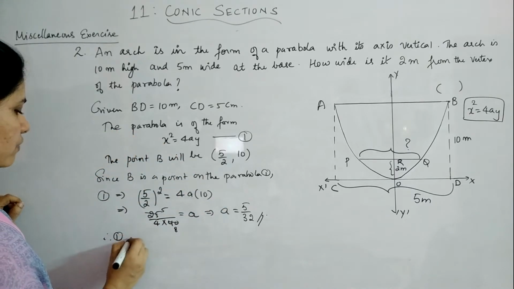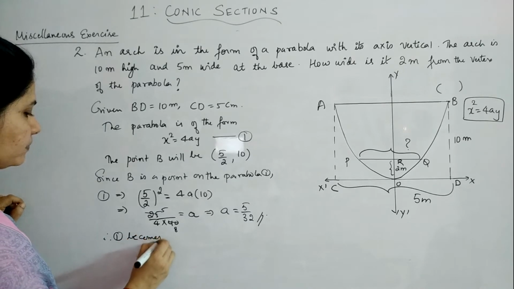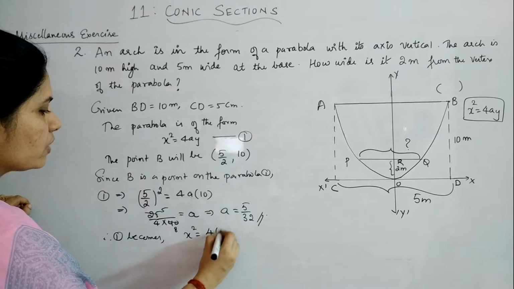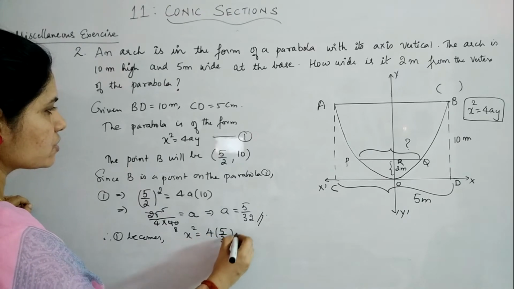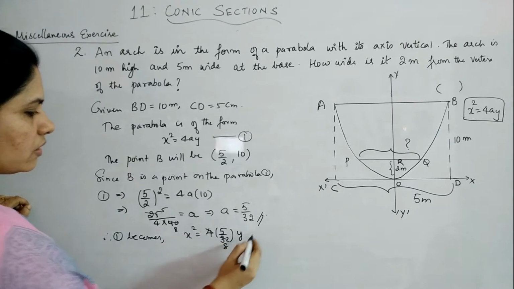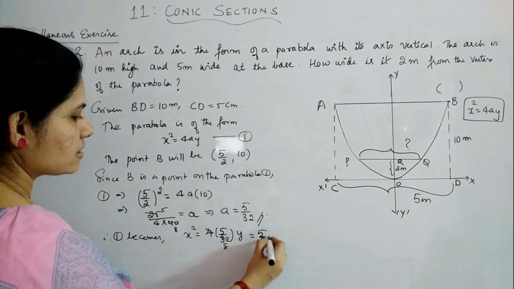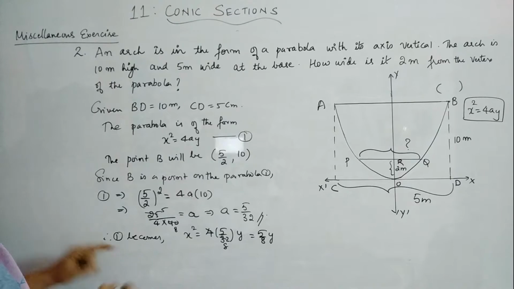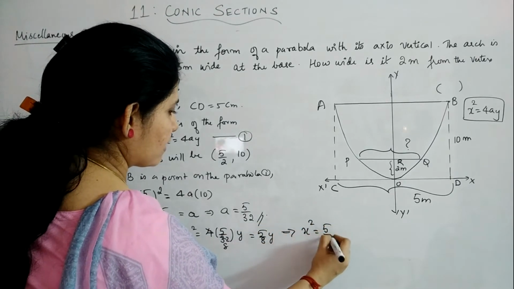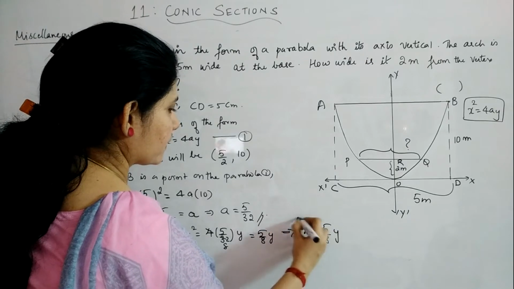Now what we will do, we will just replace this value of A in equation number 1. Therefore, equation 1 becomes x square is equal to 4 into 5 by 32 into y. Now this will give you 5 by 8y. That means the equation is now x square is equal to 5 by 8y.